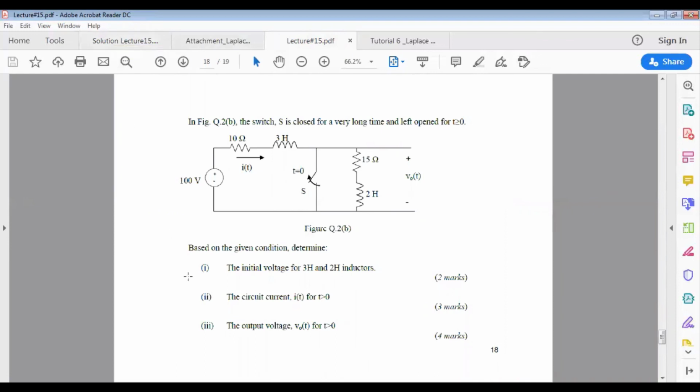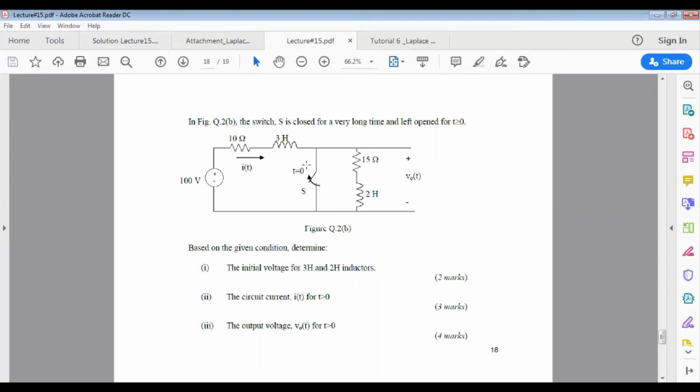So number 2, you have to find the circuit current IT for t bigger than 0. So you have to find the IT. Before you can find the IT, you need to find the IS, or you need to do a transform for the circuit for t bigger than 0.